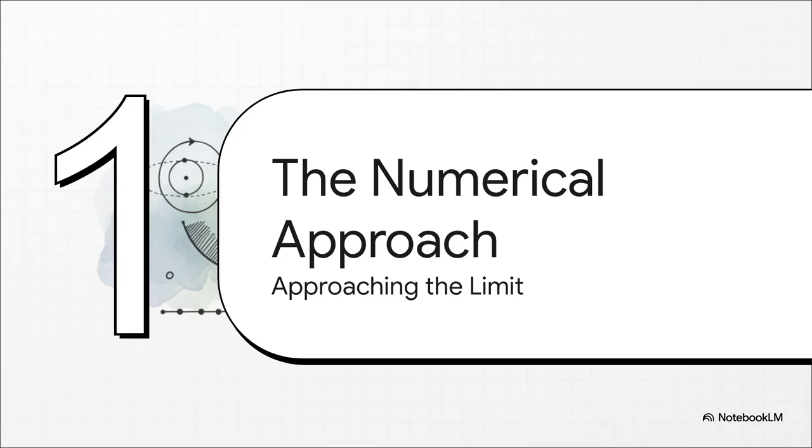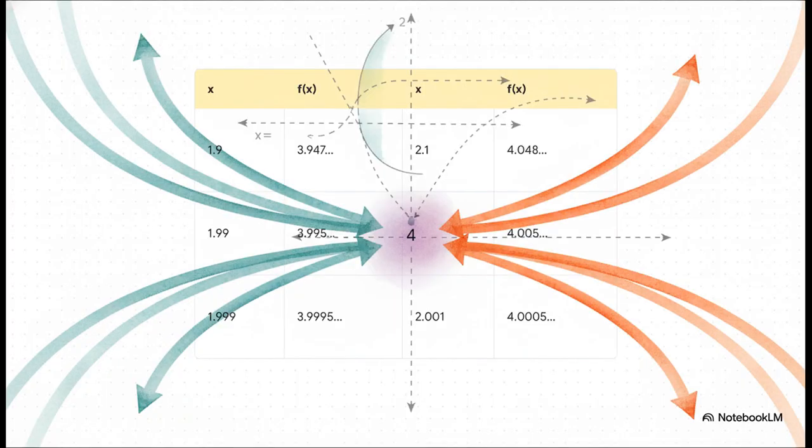Now, we know we can't just plug in 2, but what if we just sneak up on it? What happens if we plug in numbers that are super close to 2? Whoa, okay, look at this pattern. See what's happening? If we come from the left side, 1.9, 1.99, 1.999, the function's output gets closer and closer to 4. And look, the exact same thing happens from the right side. We plug in 2.1, 2.01, 2.001, and the answer is zeroing in on that very same number, 4.